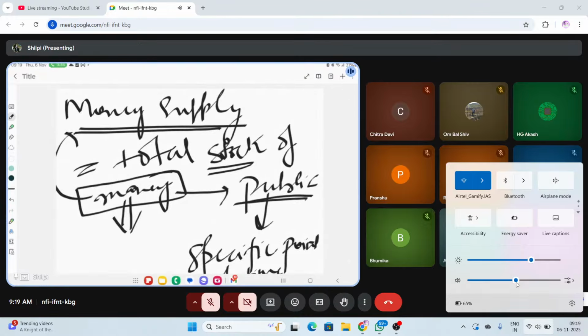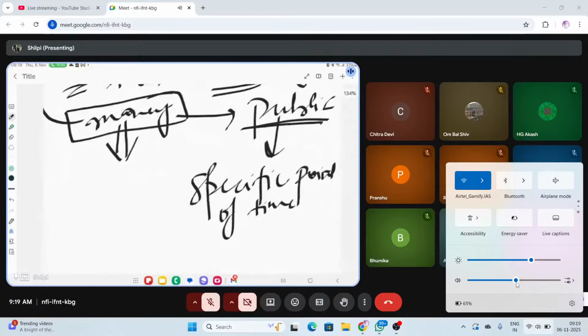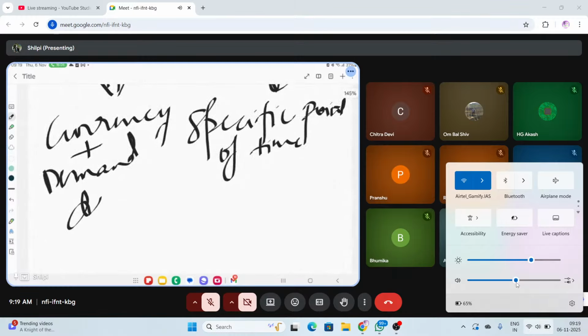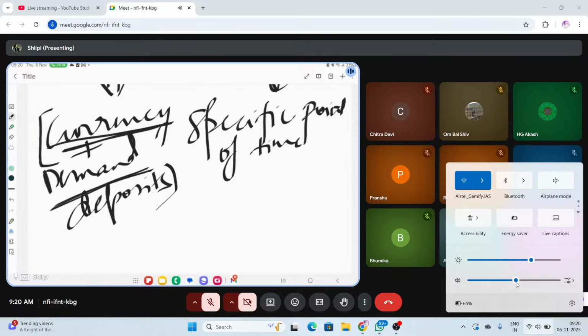What all is this money in case of money supply? In case of money supply, this money implies the currency that we hold plus the demand deposits that we have in bank. So money supply is nothing but the total stock of money in the form of either currency or the demand deposits that are held by the public at a specific point in time.